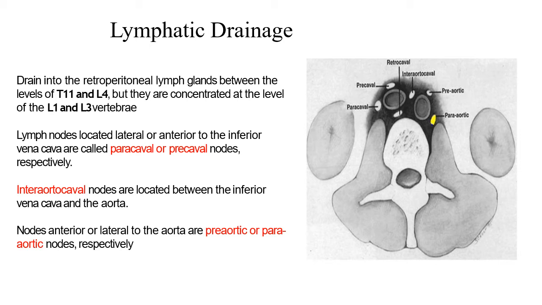Lymph nodes which are located lateral or anterior to the inferior vena cava are called paracaval or precaval nodes respectively. You can see the diagram. Here the arrow option is not working, that's why I am not able to show you in the diagram, but you can see the diagram very clearly. The interaortocaval nodes are located between the inferior vena cava and the aorta. Nodes anterior or lateral to the aorta are preaortic or para-aortic nodes respectively.